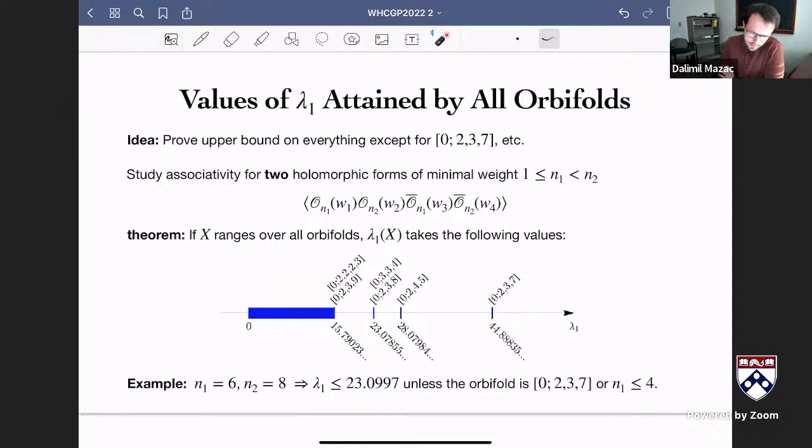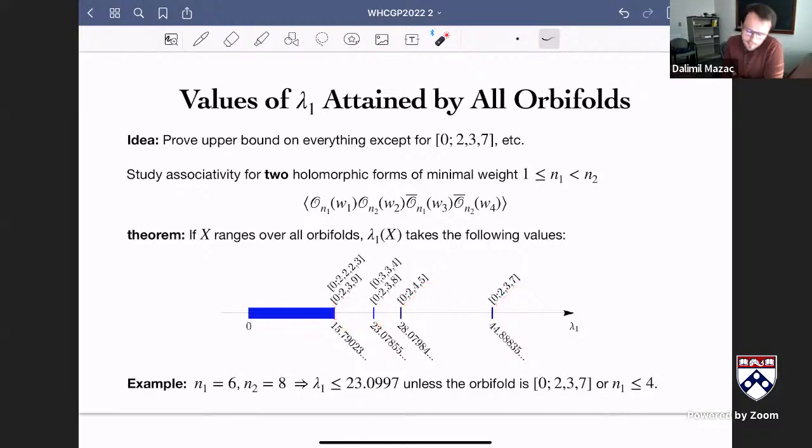Okay, and to do that, we can study, say, the associativity of two holomorphic forms of minimal weights N1 and N2. And you can indeed show that the upper bound from the bootstrap on everything which is not 237 is strictly better than the eigenvalue for 237. And then you can continue in the same spirit, lower and lower, proving an upper bound on everything which is not 237 and 245, and so on, until you hit the continuum.